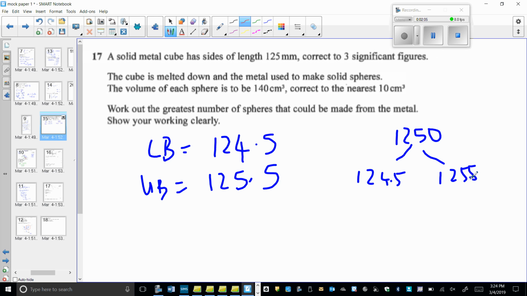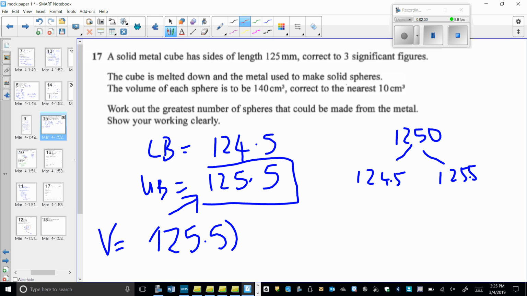So we're making spheres. Of each sphere is to be 140. So what we're going to do is divide this upper bound. Sorry, we're going to divide our volume of our cube. Oh no, we need our side length. I apologize, we need to find our volume first. So our volume of our cube, we're going to use the upper bound value because we want the biggest one possible. So it's 125.5 cubed. Although that's in millimeters, we want centimeters. All right, change that to be centimeters.